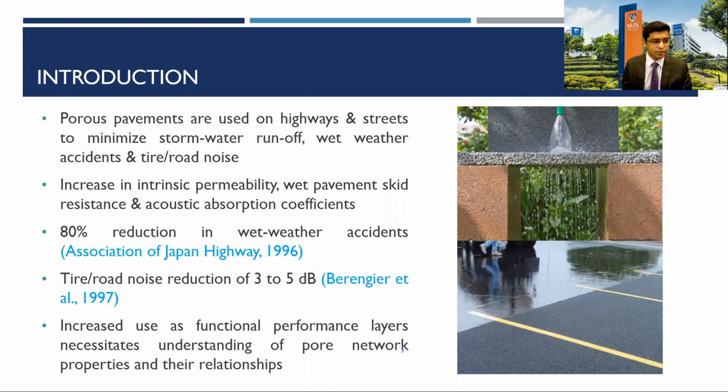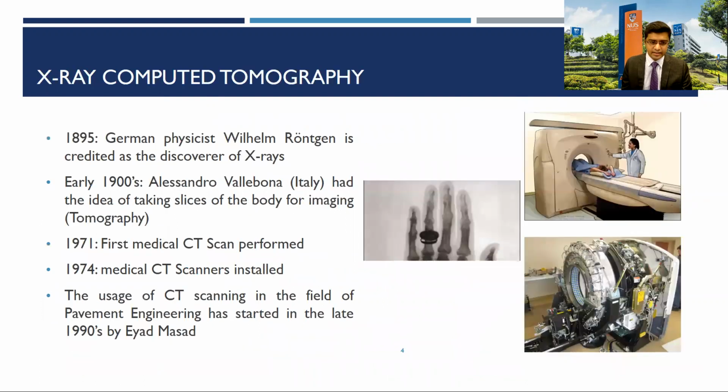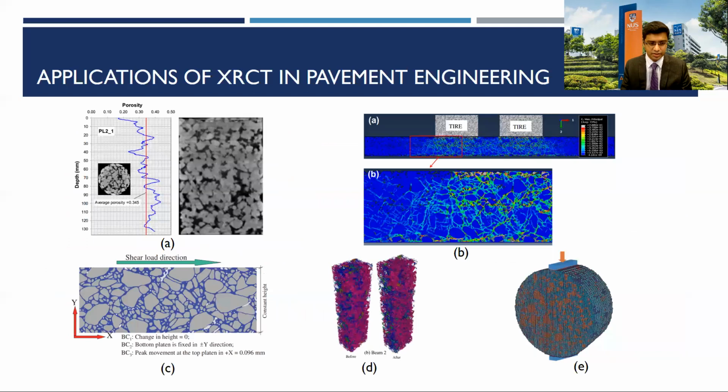Increased use of pervious pavements as functional performance layers necessitates the understanding of pore network properties and their relationships to permeability and skid resistance. X-ray computed tomography has been widely used in medical analysis since the 1970s. In recent years, significant efforts have been made in analyzing various types of infrastructure materials using XRCT scanning and digital image processing. The use of XRCT in pavement engineering started in the late 1990s, and this enables the accurate measurement of pavement internal structure within the voxel resolution.